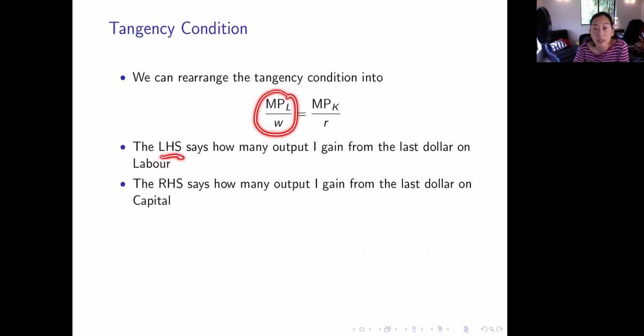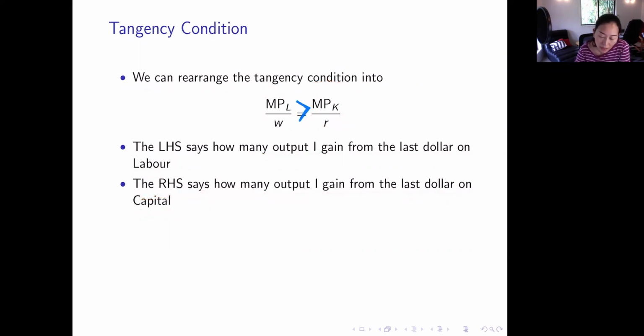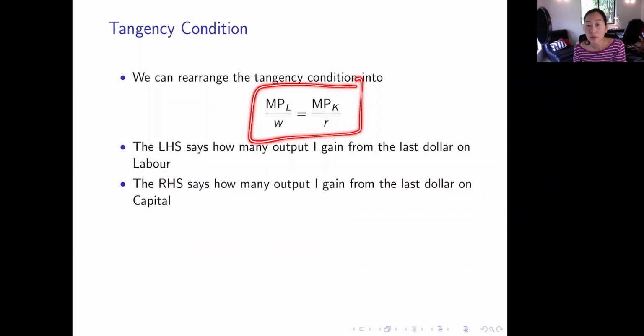Interpretation: the left-hand side means how much output I gain from the last dollar spent on labor. The right-hand side says how much output I gain from the last dollar spent on capital. So if the left-hand side is greater than the right-hand side, should I spend my last dollar on labor or on capital? The answer is on labor, right? Because the last dollar that I spend on labor would give me more output than if I spend the last dollar on capital. So I would prefer to spend my last dollar on labor, and then I keep doing that until they are equal.